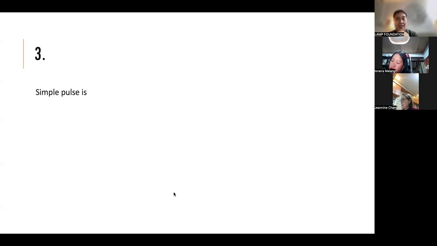What is a simple pulse? Simple pulse is a pulse that is straightforward and easy to interpret. Indicates the chi and blood flowing well. So there's only one factor that you have to consider. Complex, characterized by multiple layers or irregularities and difficult to interpret. Very good.